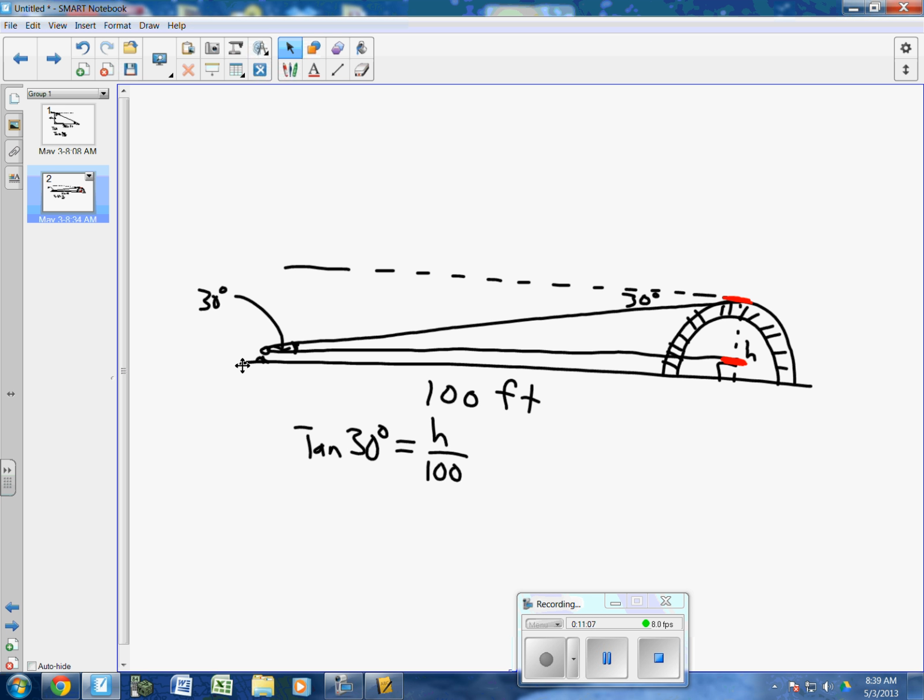Because the bridge is so tall, he probably can't get up there to measure it. He can't. They probably have signs everywhere saying, "Do not climb this bridge."